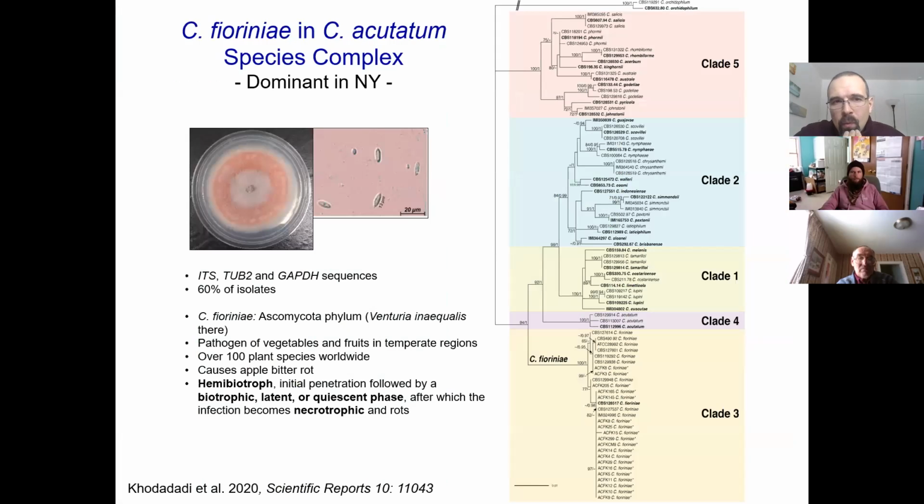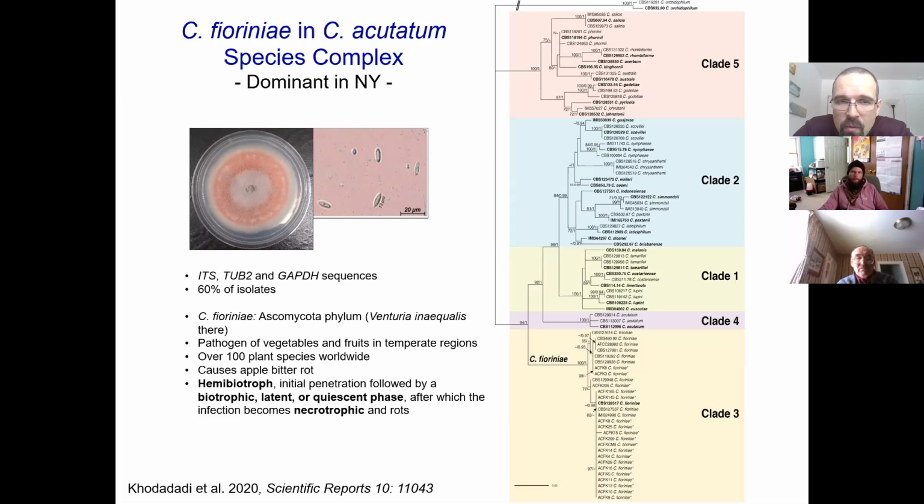The next question we had was about the 60% of the isolates. Based on the gene sequencing of three specific gene regions, or fingerprint regions, you can see in this family tree that those species were identified as Colletotrichum fioriniae, so 60% of the isolates. And why is this important? Well, it is important because this species is widely present, and it belongs to the same group, or phylum, where Venturia inaequalis belongs, the apple scab fungus. So this is one of the sisters of this species.